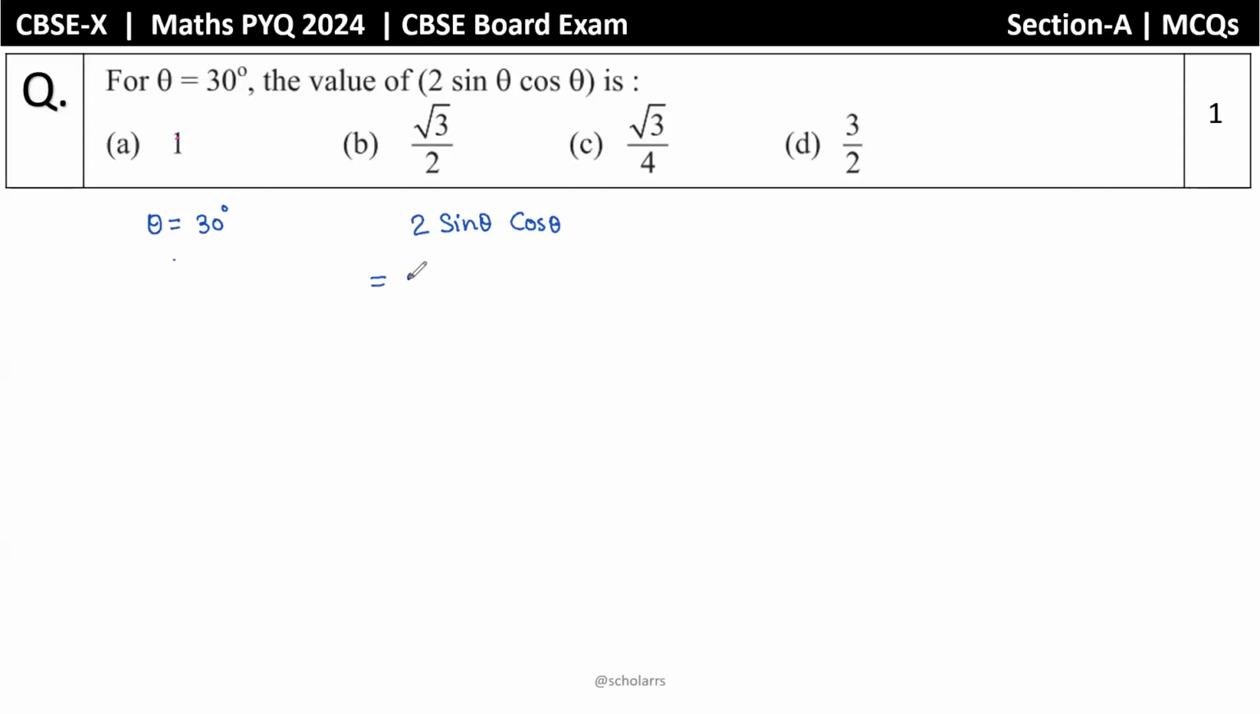सो इट विल गिव यू 2 sin theta की वैल्यू है 30 into cos 30. So sin 30 is 1/2 and cos 30 की वैल्यू क्या होती है? √3/2. इसको हम कर लेंगे सिंप्लीफाई. 2 and 2 दोनों चले जाएंगे. सो यहाँ पर हमें आंसर क्या मिलेगा? √3/2. सो लेट्स फाइंड आउट द करेक्ट ऑप्शन. Option B is the correct answer of this question.